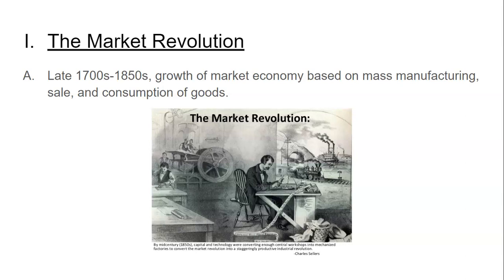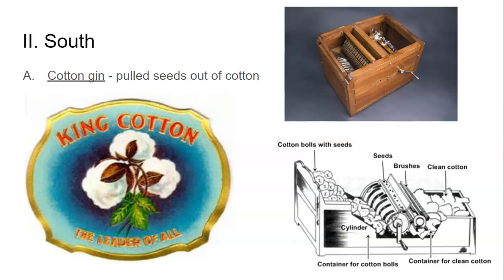So we're going to look at the three different regions of the country, the North and the South and the West, and see how all of their economies are operating and how they're all connected, allowing for America's economy, or the way America makes money, to operate. So we're actually going to start off in the South today.